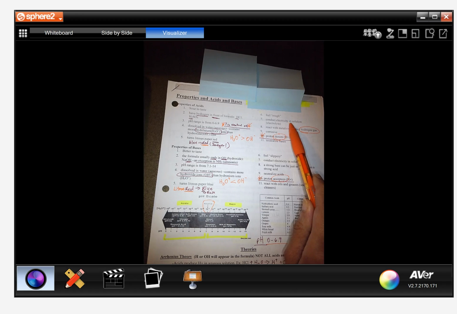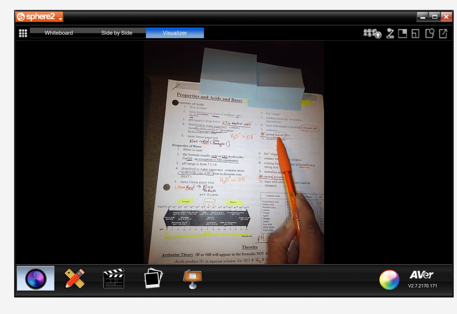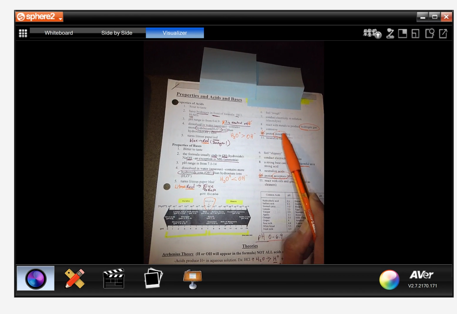Acids also conduct electricity because they're electrolytes, and they react with metals to produce hydrogen gas. They're also corrosive. Now, they donate protons. This is really important when we start talking about Bronsted-Lowry theory.